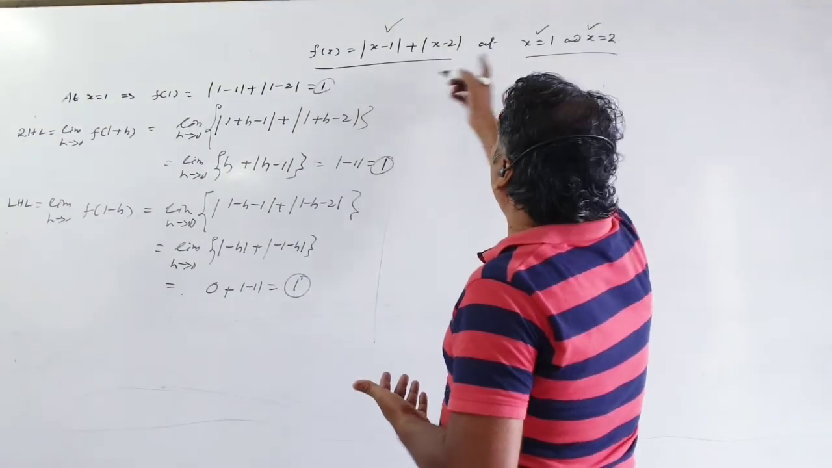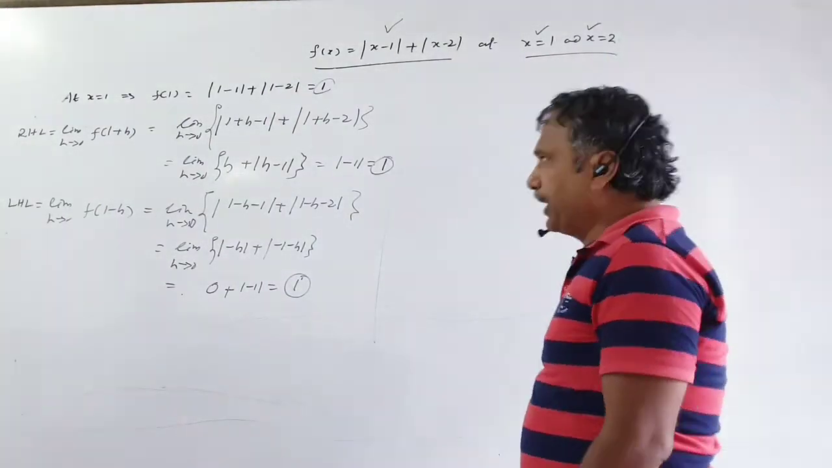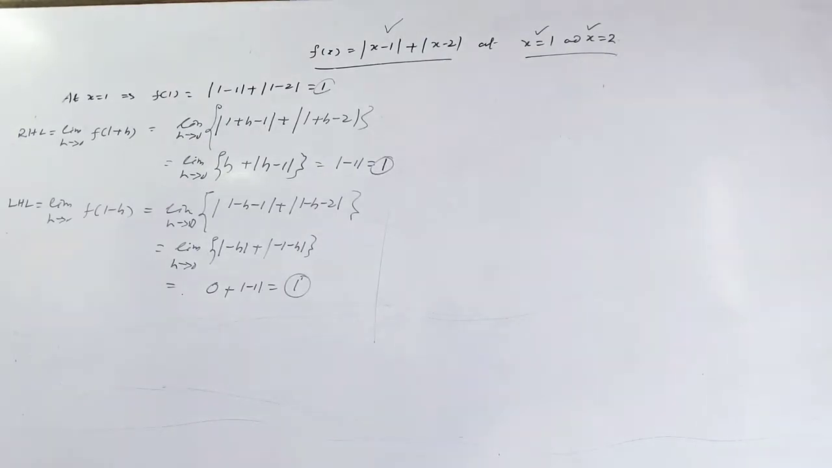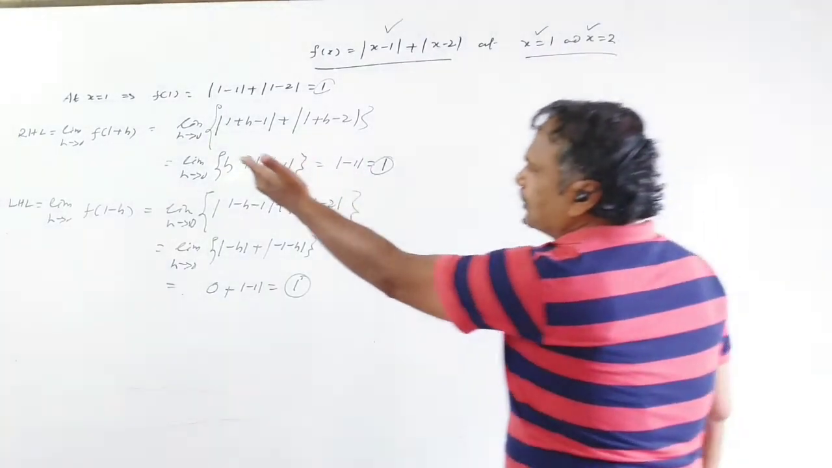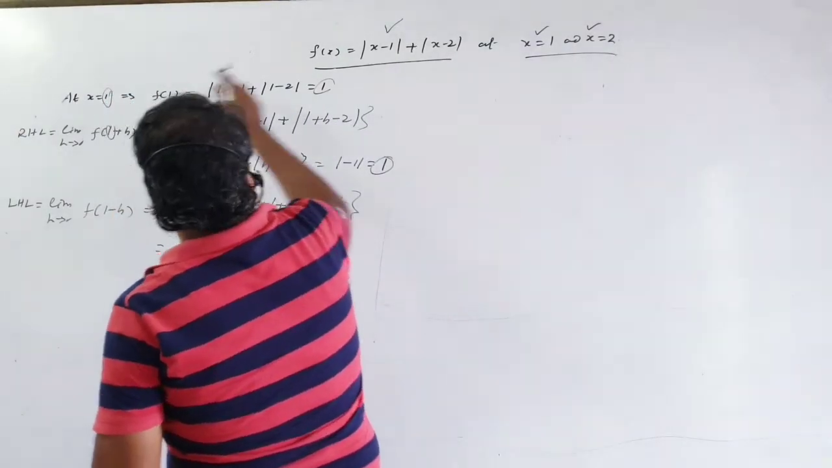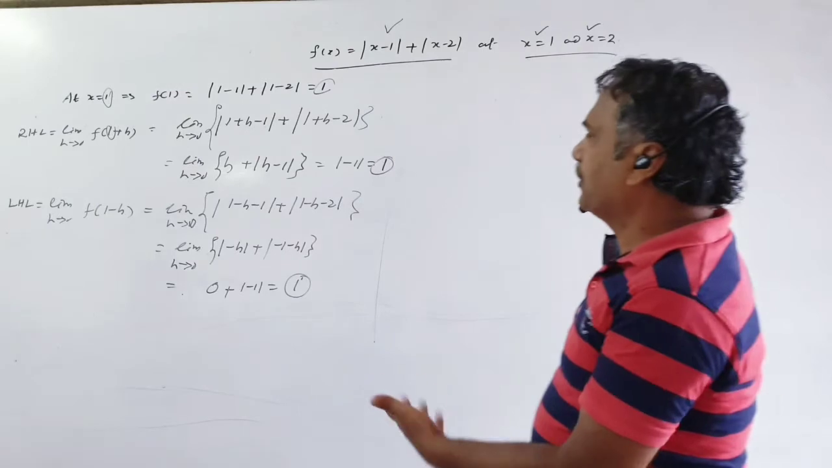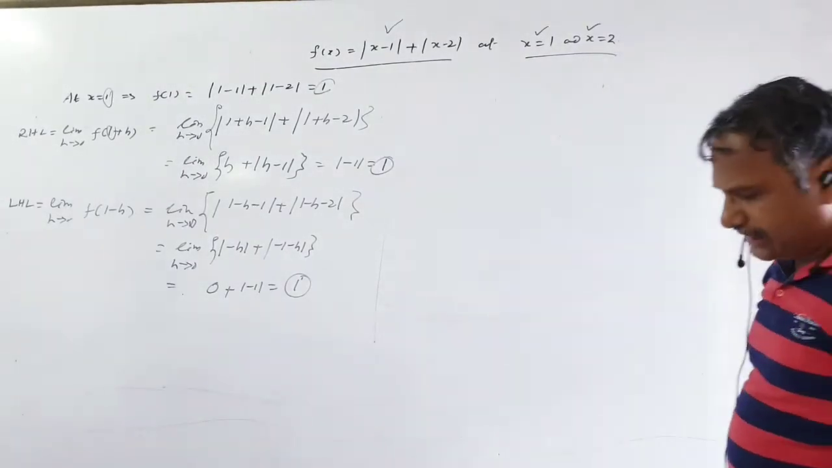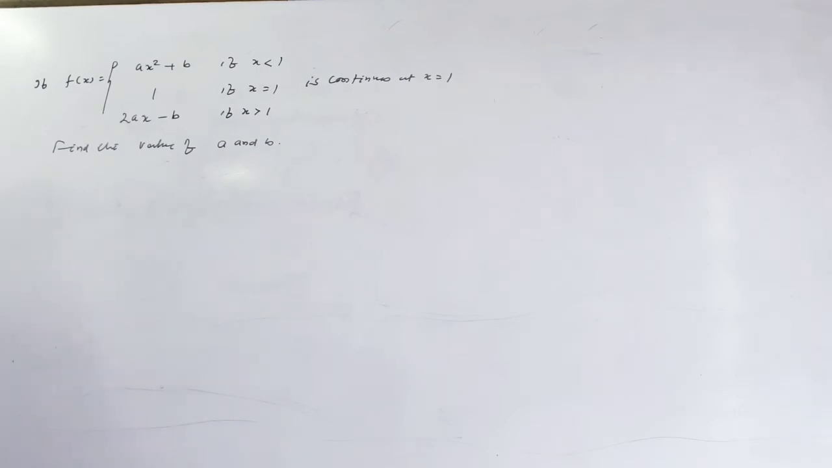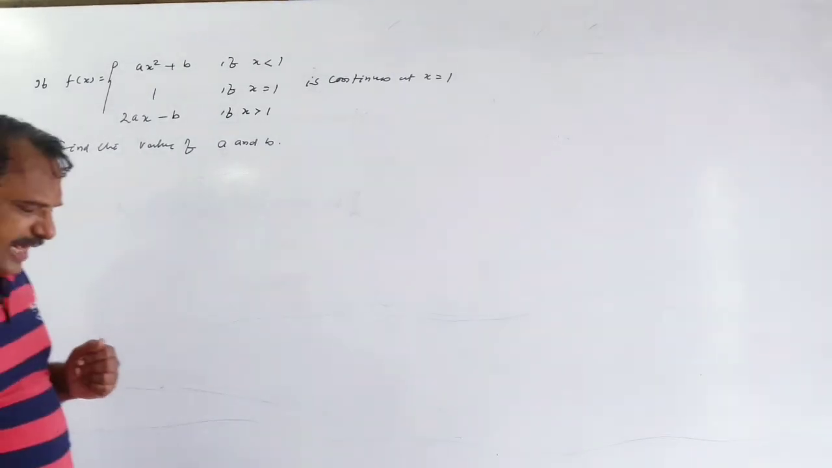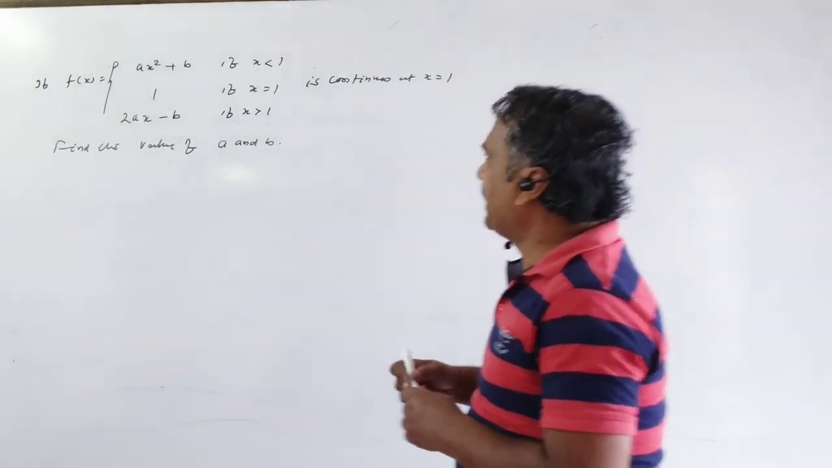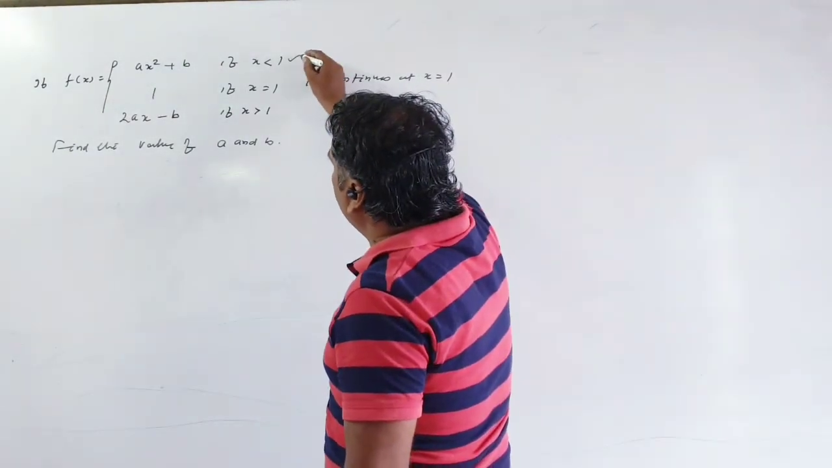Similarly you can find it for x equal to 2. Okay, it will be done, I think. Instead of x equal to 1 here, now here 1, here 2. So actually you can find the same thing. Okay. Now next example is, another example: here the given function f of x equal to ax square plus b if x is less than 1. Okay.